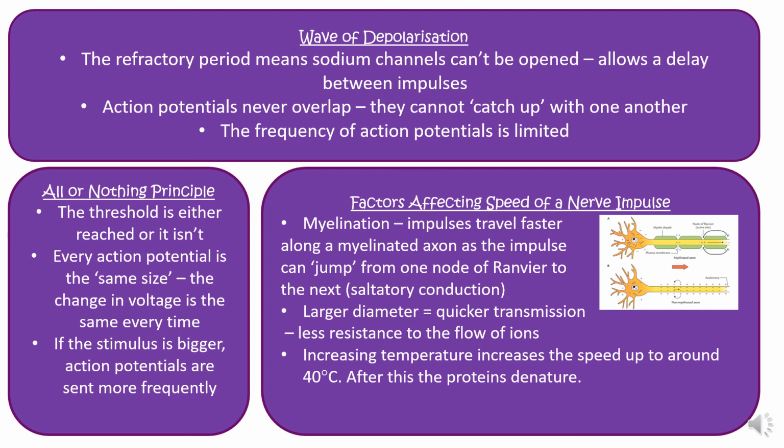The larger the diameter of the axon, the quicker the transmission, because there's less resistance to the flow of ions. They can move more quickly. The sodium ions can diffuse more quickly to the next section in order to help depolarize it. And also, increasing the temperature increases the speed, but only up until about 40 degrees C, which is obviously close to body temperature. After this, the proteins denature, just like you learned when you did enzymes.